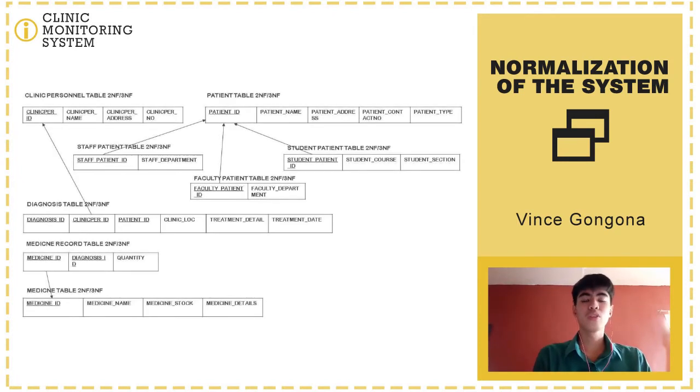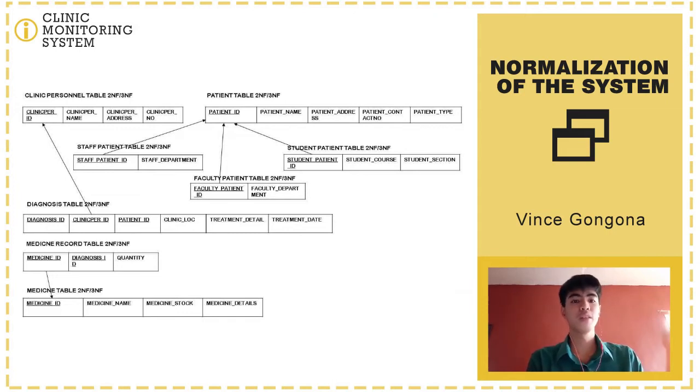The clinic table contains the basic information of the clinic personnel, like name and contact number, while the patient table also contains the basic information of the patient, like name, contact number, and address. There are several types of patient type, so we made a table for each type. There's staff patient table, faculty patient table, and student patient table.